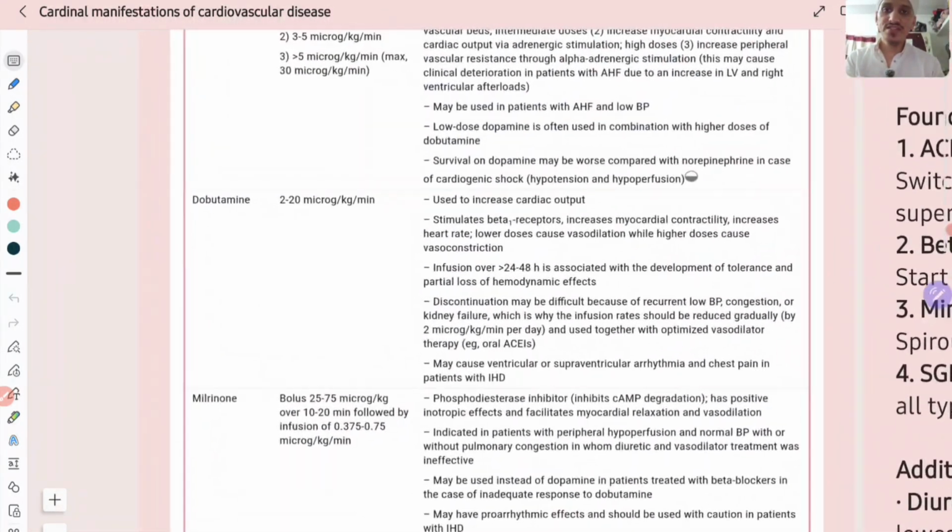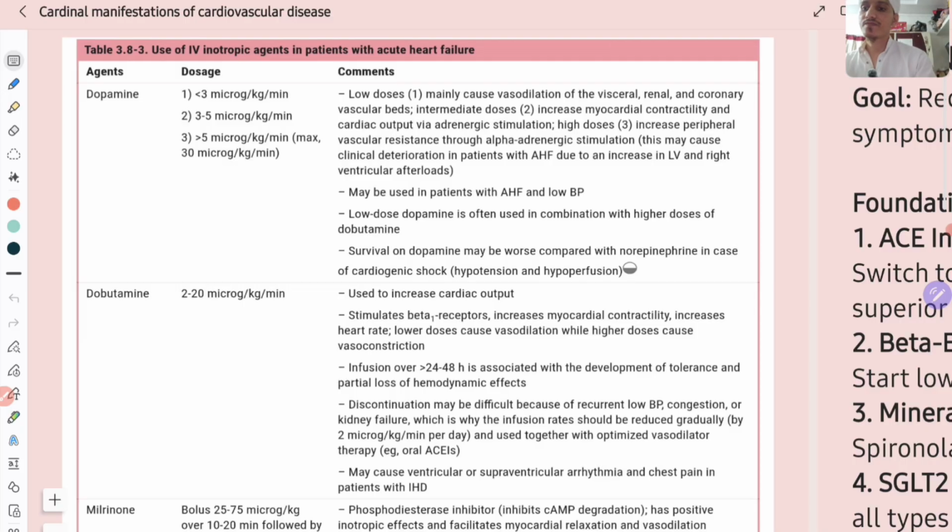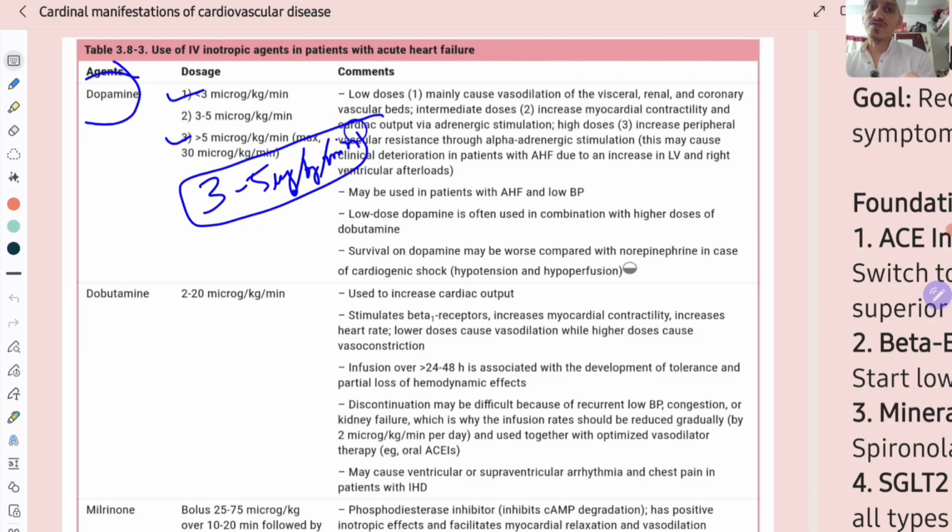So this is a table which describes the dose of inotropes. Dopamine, remember, if the dose is less than 3 microgram, it acts as a vasodilator. More than 5 microgram, it acts as a vasoconstrictor. Between these two, meaning between 3 to 5 microgram per kg per minute, this is the cardioprotective dose. So if you use dopamine, you should use it in these doses, 3 to 5 microgram. Used in patients with AHF with low BP. Low dose dopamine is often used in combination with higher doses of dobutamine. Survival on dopamine may be worse compared with norepinephrine in case of cardiogenic shock, hypotension and hypoperfusion.